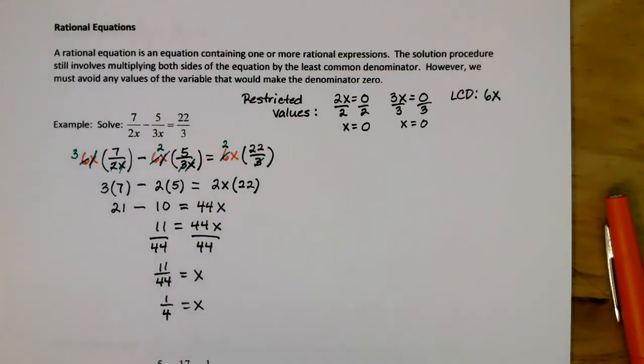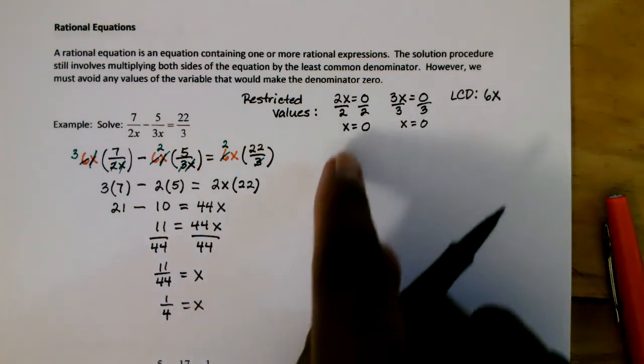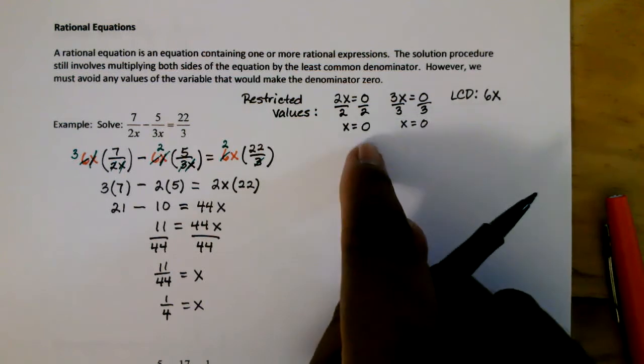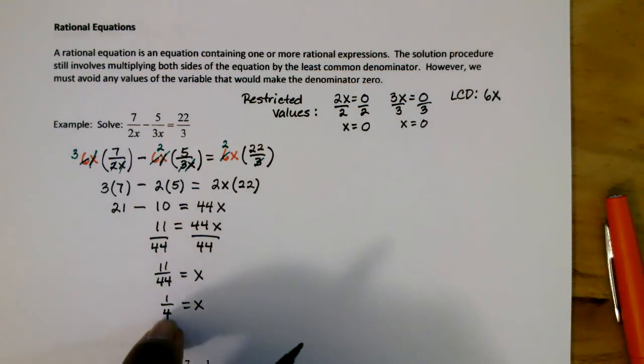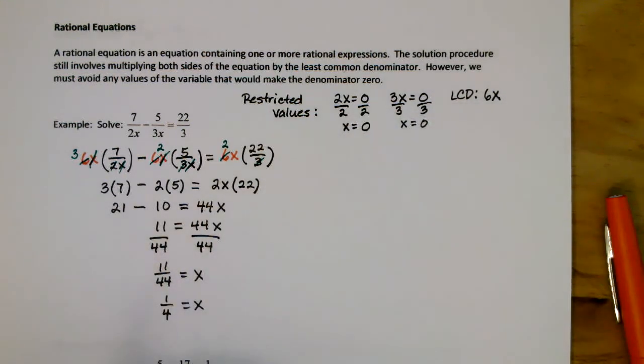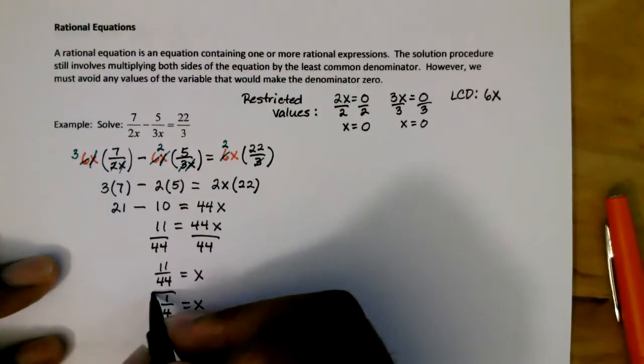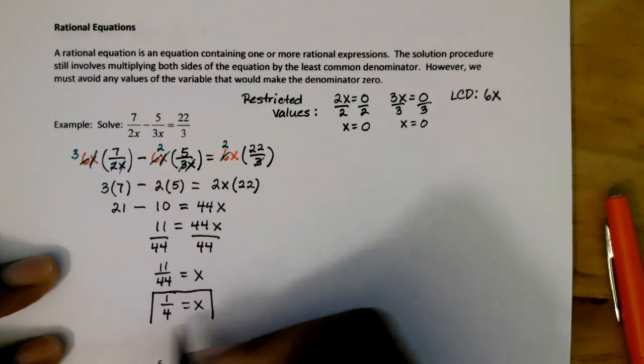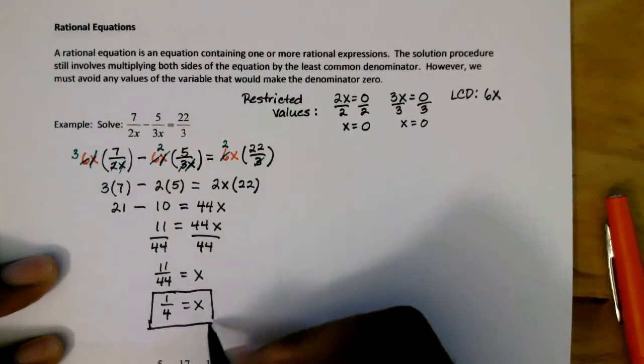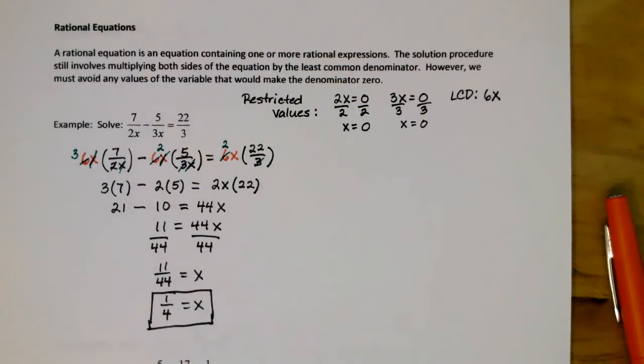Now, a good way to check to see if this satisfies the equation, well, you don't have to do the check. But just think of this. My restricted value is x equals 0. Is this my restricted value? It's not, okay? So I can conclude that x equal 1/4 is the solution to that rational equation.